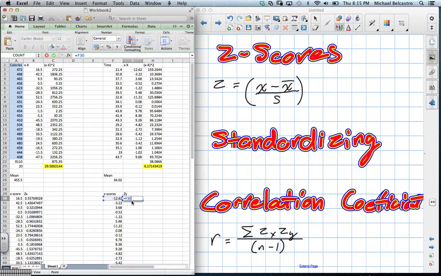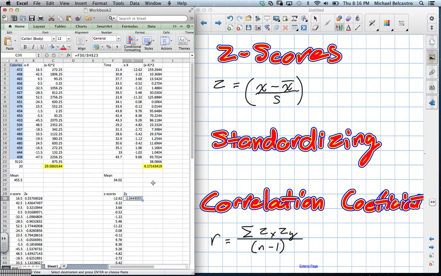Now we have to take these values and we have to divide them by what? Divide them by the standard deviation. So what value? How do I type that cell in? Okay, so dollar sign, the letter first, H, dollar sign and 22. And see how it highlights the cell? It lets us know that. Okay. Boom. There's our z-score.